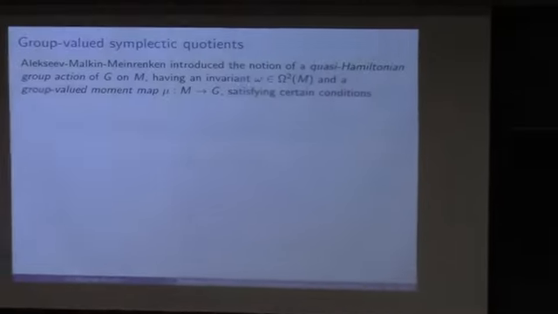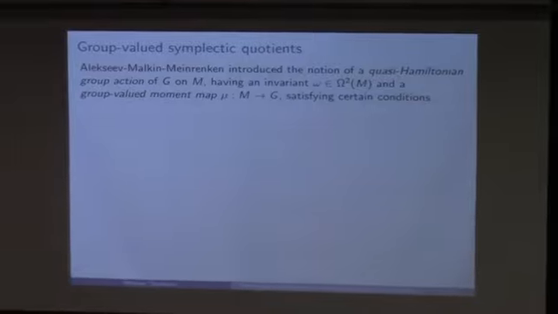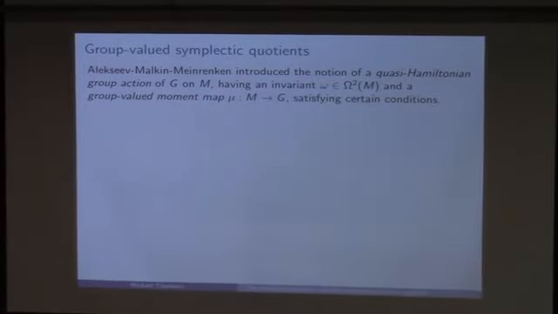All right, so let me tell you what a group valued symplectic quotient is. This is not, unfortunately, a vanilla symplectic quotient. It's a group valued symplectic quotient, and this was a concept introduced by a remarkable paper by Alekseev, Malkin, and Meinrenken. This is actually, in some sense, the only example of a group valued symplectic quotient. It's a theory that has very few examples, but very important examples.